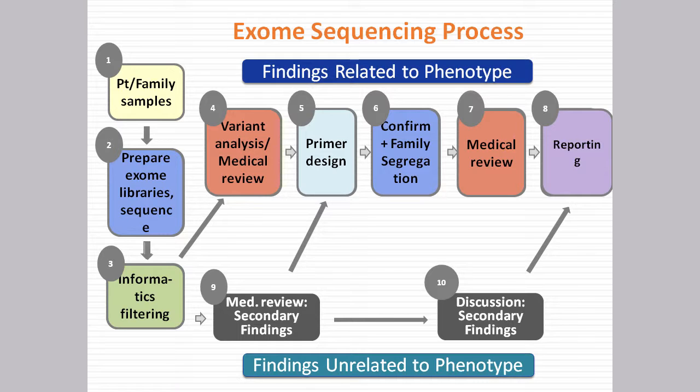For example, mutations that have previously been reported with hyperthermia or cancer predisposition. Those have to be evaluated, and we have to come to terms with what we do with that, whether or not we report it to the family. So we need to discuss those findings and decide.